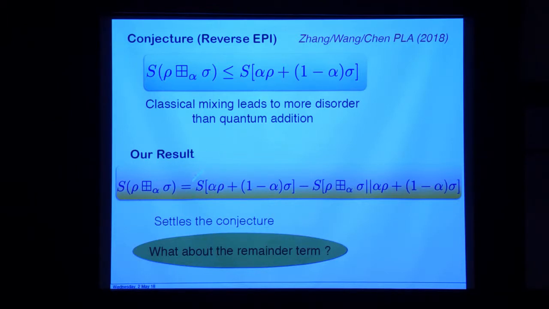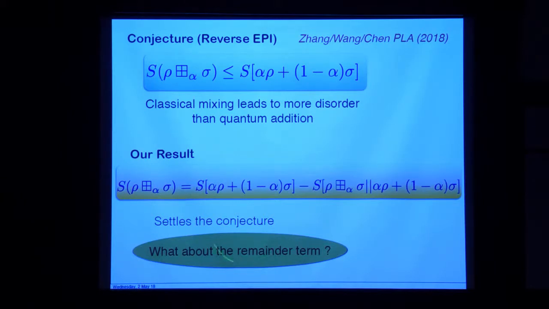So one of our main results in this context is the following: we prove that for any alpha this is true, that the entropy of classical mixing is always more than the entropy of quantum mixing. So if you add two density matrices in a quantum mechanical way, then the entropy is always less compared to what it would have been if you had done it in a classical way.